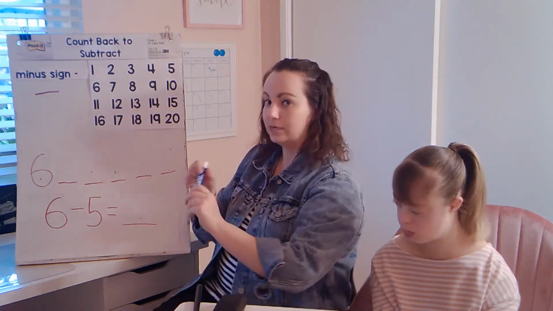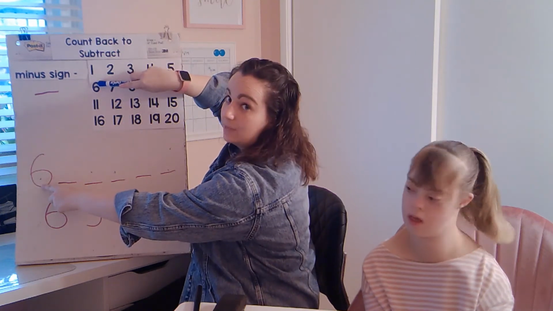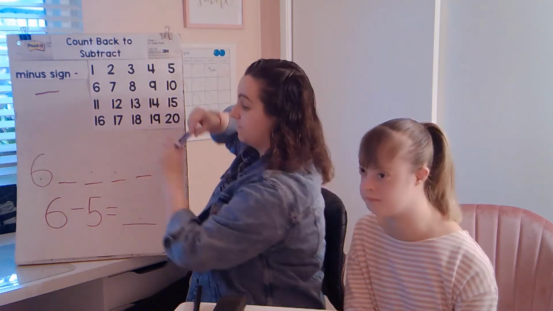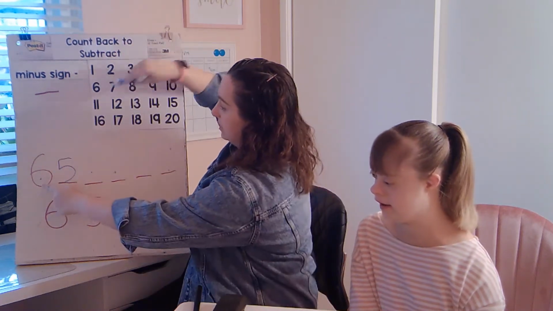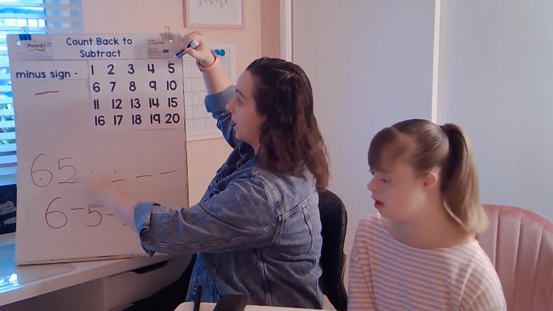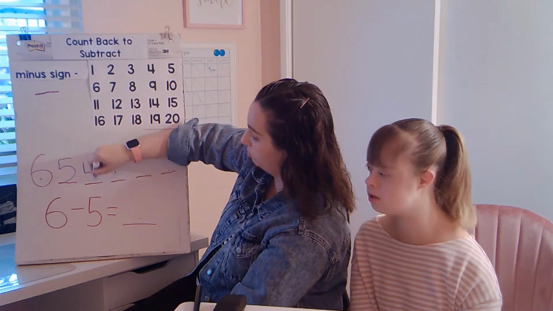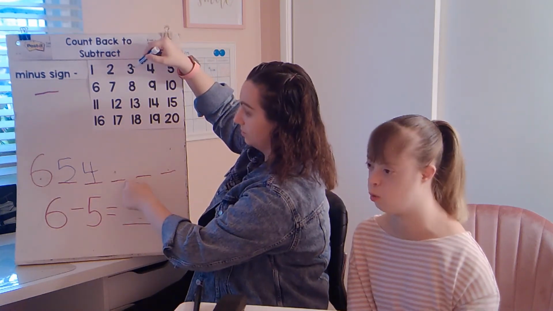So, I'm ready to count back now. I have 6. I need to keep counting back. What number comes before 6? 5. I'm going to write it there to keep track. 6, 5. Keep counting back. 4. Good. Make sure you're following along at home trying. 6, 5, 4. Next. 3.